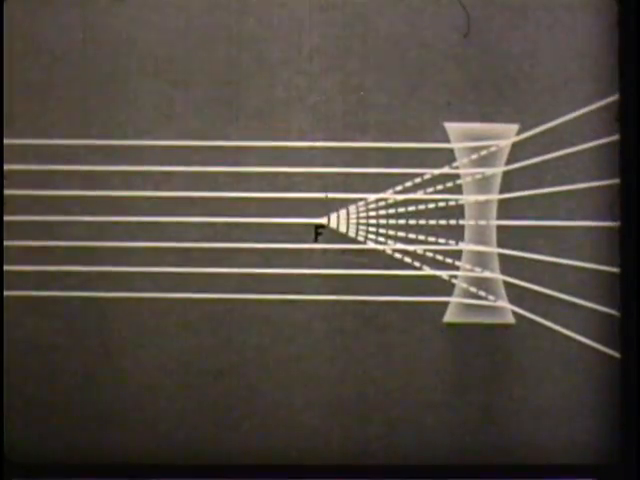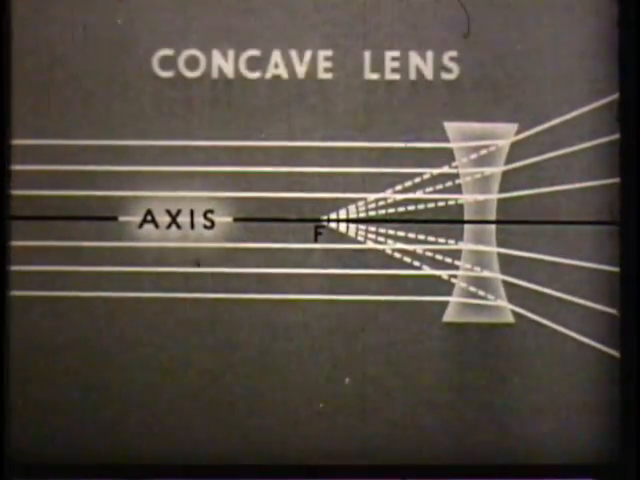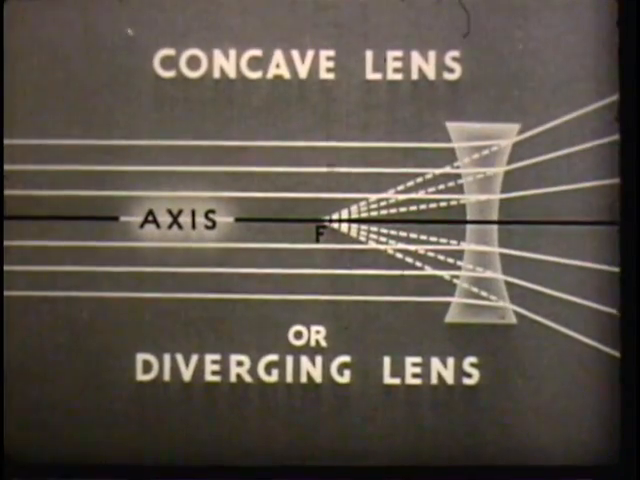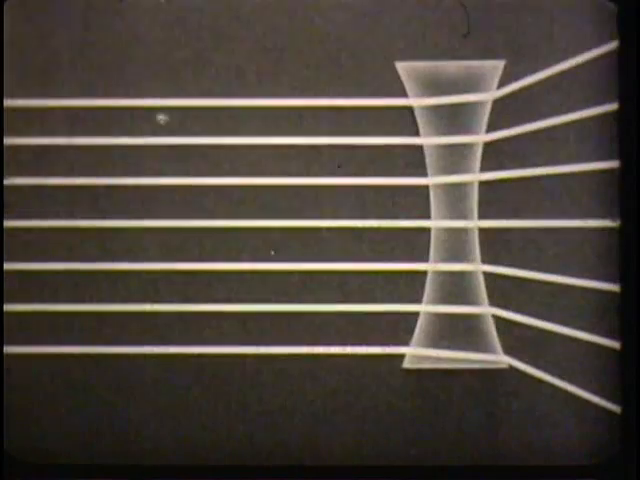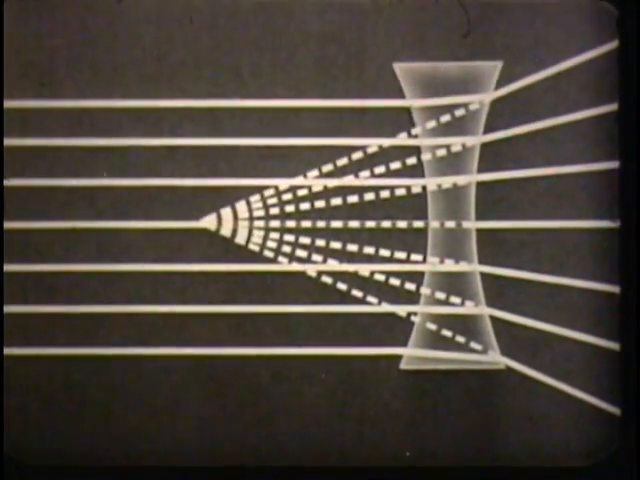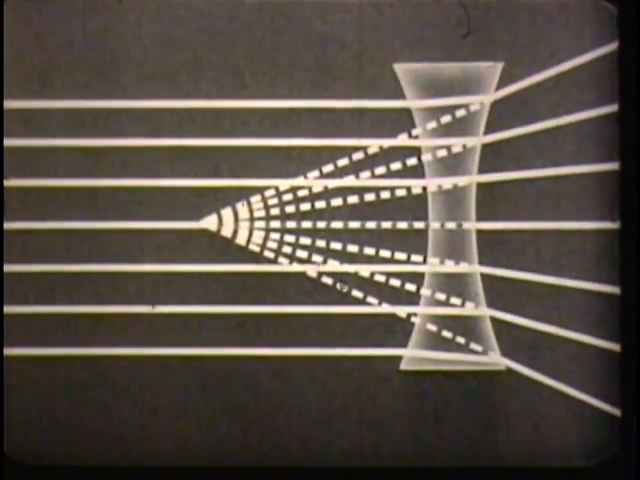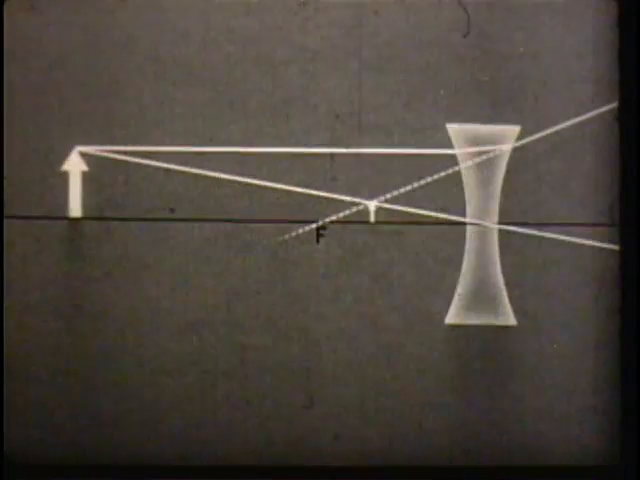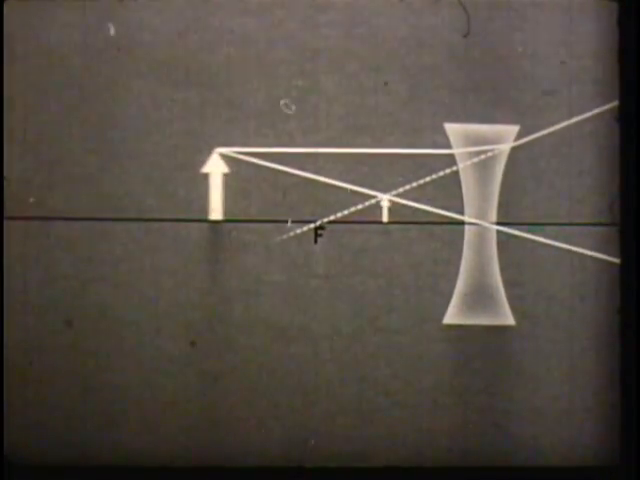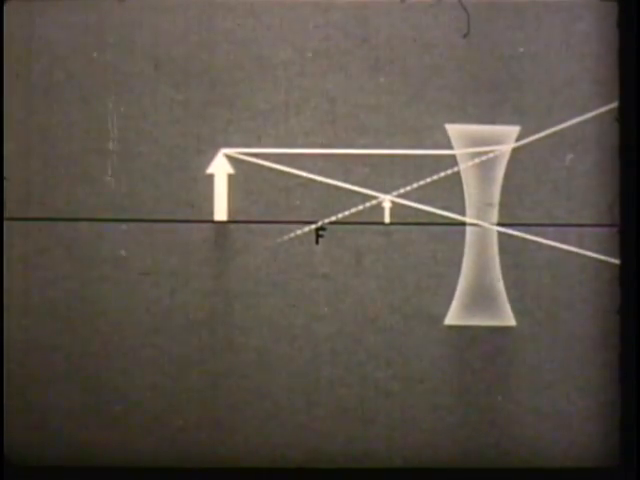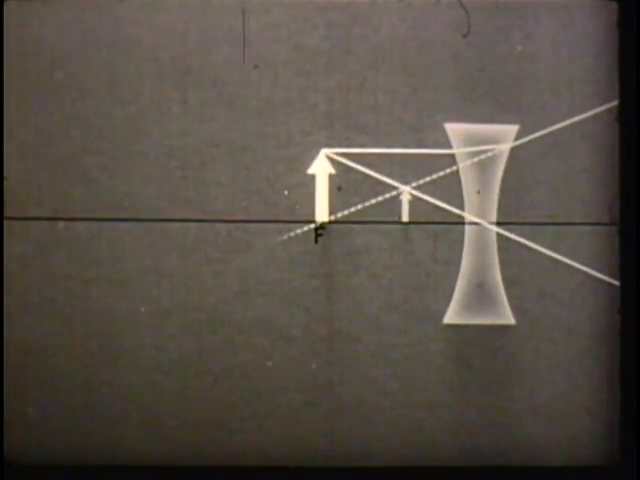A lens which causes a beam of light to spread out is called a concave or diverging lens. The diverging rays appear to come to a virtual focus in front of the lens. Wherever the object is placed before a concave lens, the image is always erect, diminished, and virtual.